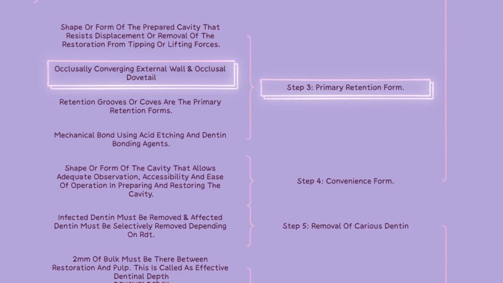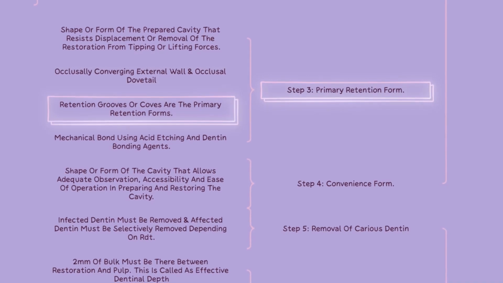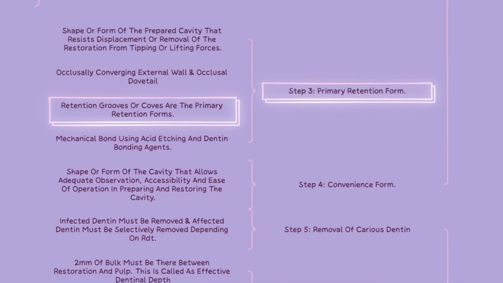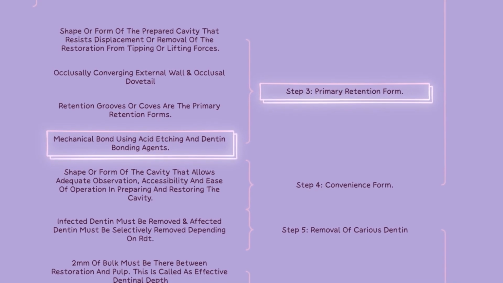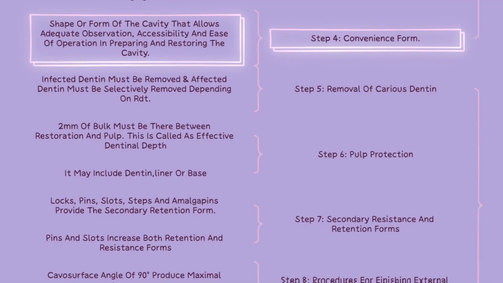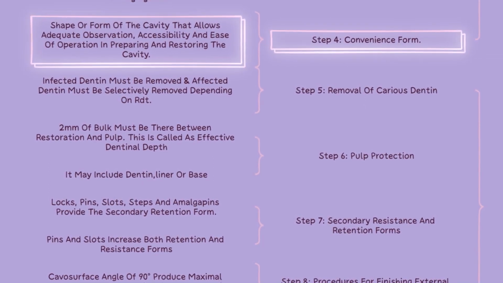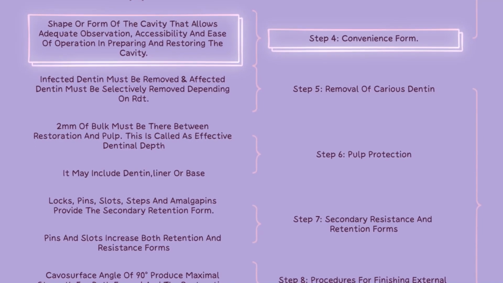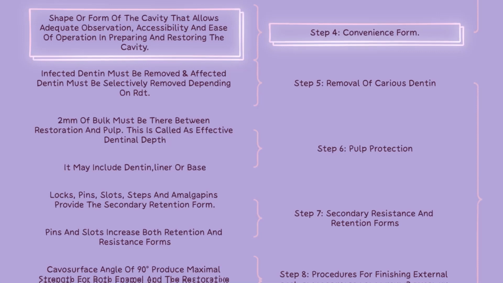Features include occlusally converging external wall, occlusal dovetail, retention grooves or coves, mechanical bond using acid etching and dentin bonding agents. Convenience form. It is defined as the shape or form of the cavity which allows adequate observation, accessibility, and ease of operation in restoring the cavity. These were the initial steps of cavity preparation.